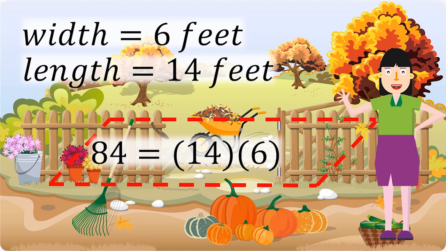Your mother wants her rectangular garden to have an area of 84 square feet. Is 14 times 6 84? Perfect! 14 times 6 is indeed 84. Since we're able to satisfy your mother's requirements for the garden area, we can now say that we have indeed solved the problem.